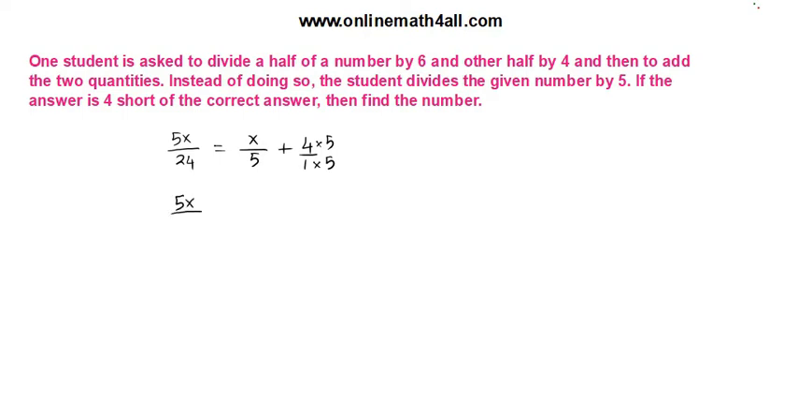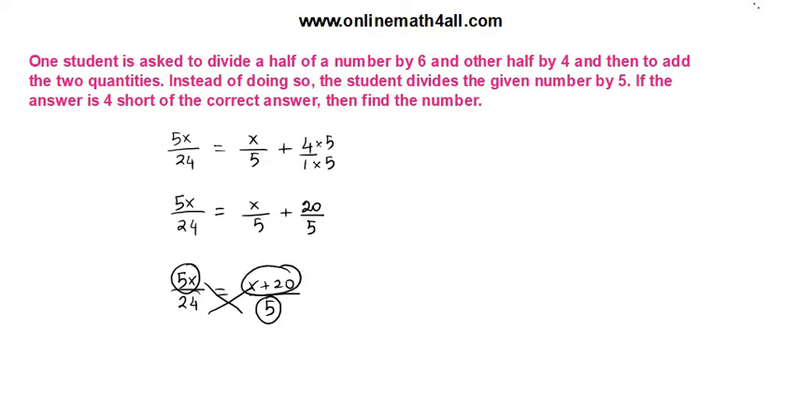So then I get 5x over 24 is equal to x over 5 plus 20 over 5. Okay, so 5x over 24 is equal to (x plus 20) over 5, because the denominator is the same. So we can take the denominator once and add the numerators. Now we can do cross multiplication to simplify this. That is, this numerator 5x will be multiplied by this denominator 5. This numerator x plus 20 will be multiplied by this denominator 24.